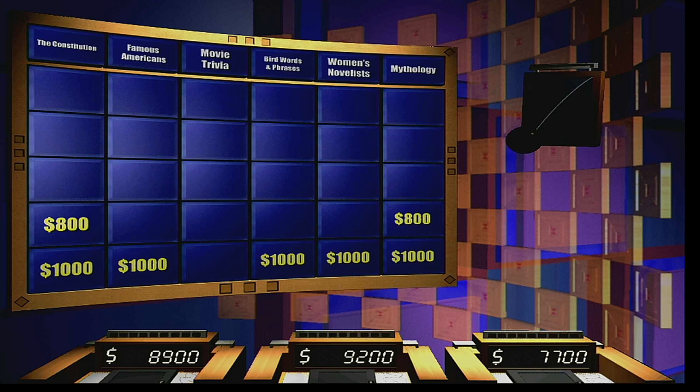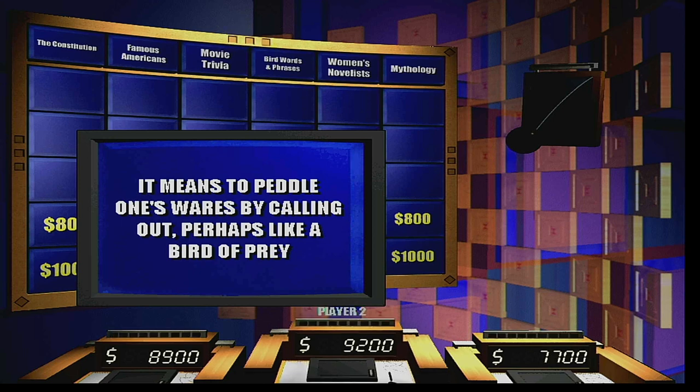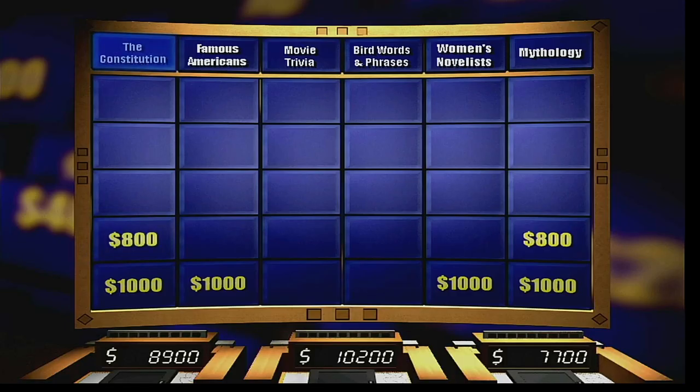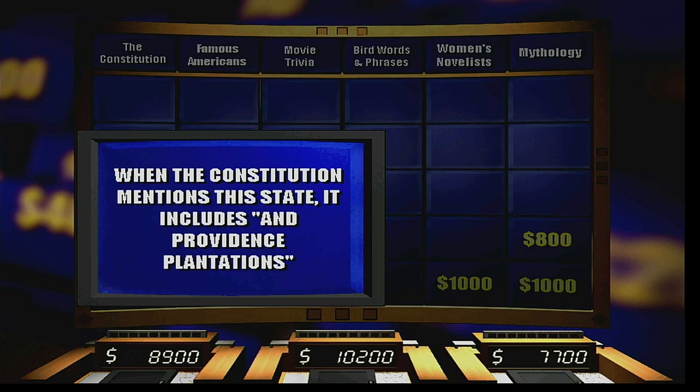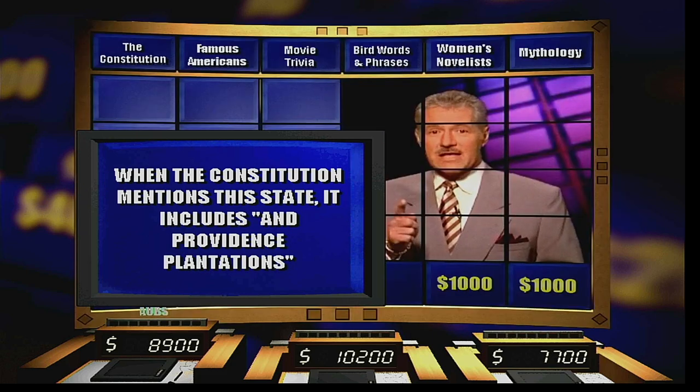Player three, what'll it be? It means to peddle one's wares by calling out, perhaps like a bird of prey. Player two? What is hawking? Why, yes. When the Constitution mentions this state, it includes and Providence plantations. Player one? What is Rhode Island? That's correct.